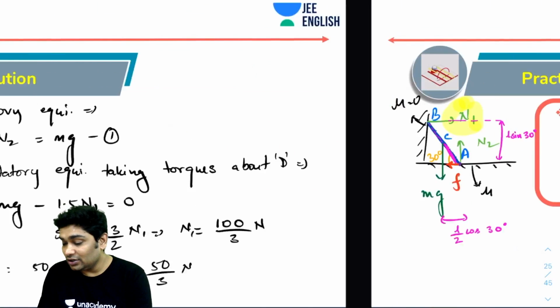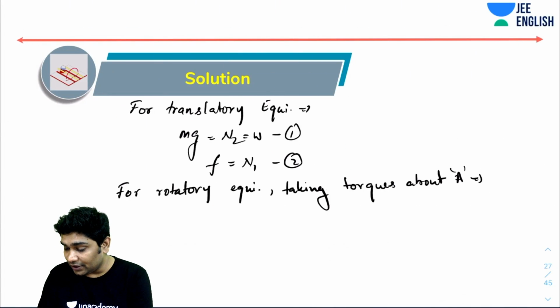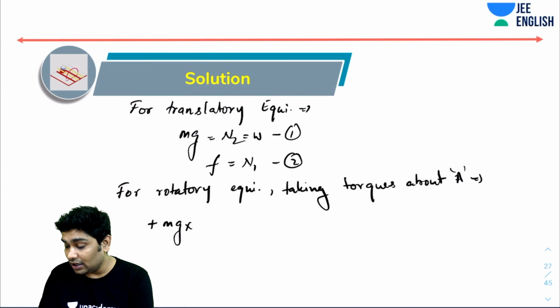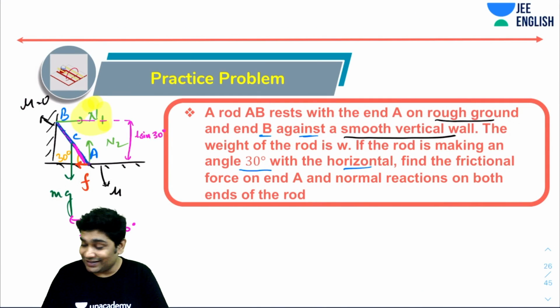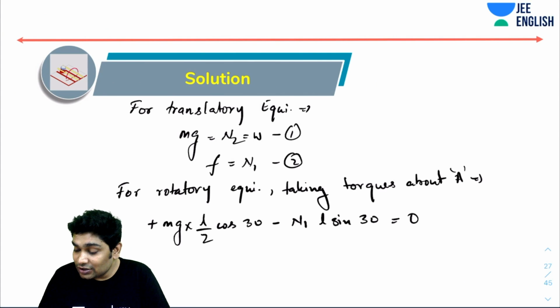So let's just write those down. The torque of mg would be plus mg into L by 2 cos of 30, right? L by 2 cos of 30, and minus N1 times L sine 30. That will be the torque of N1. I hope everybody can see that. And this is 0, right? So this and this is going to go.